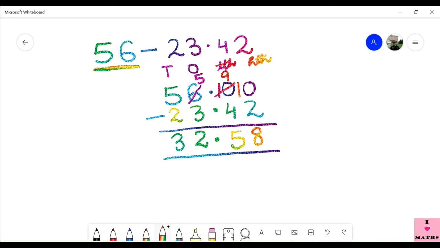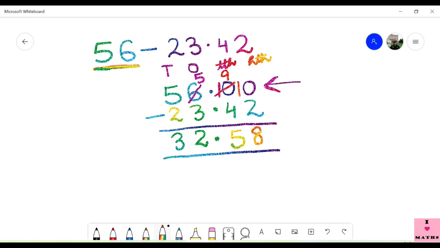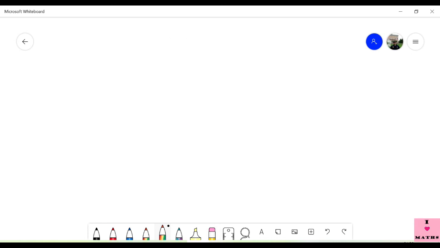Now, a very common mistake which the children make is to forget these zeros. They forget these zeros and sometimes they copy 0.42 here. They copy it here and then it is wrong. So please don't make that mistake. 56 means 56.00. Both of them mean the same. Let us take one more example.